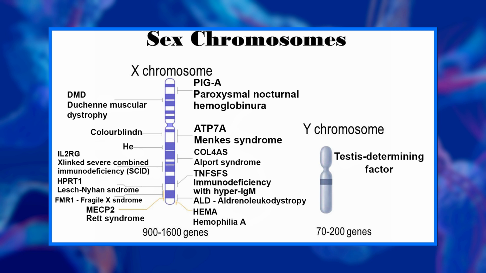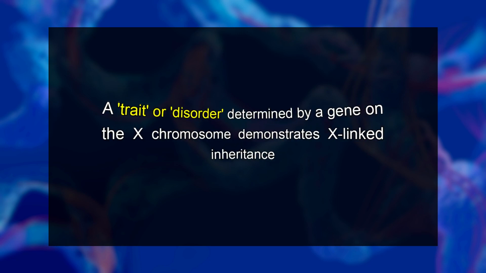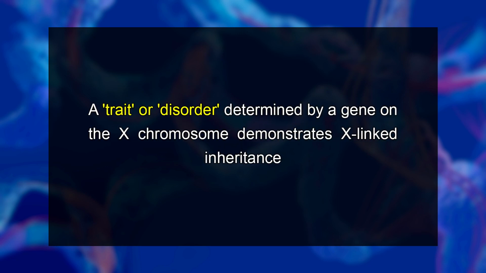The X chromosome contains 867 identified genes. Most of these genes are responsible for the development of tissues like bone, neural, blood, hepatic, renal, retina, ear, cardiac, skin, and teeth tissues. There are at least 533 disorders due to the involvement of genes on the X chromosome. A trait or disorder determined by a gene on the X chromosome demonstrates X-linked inheritance.